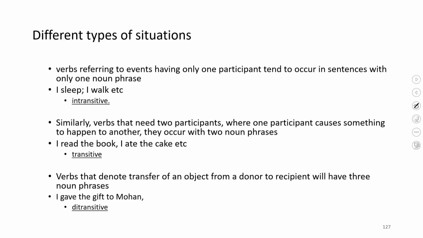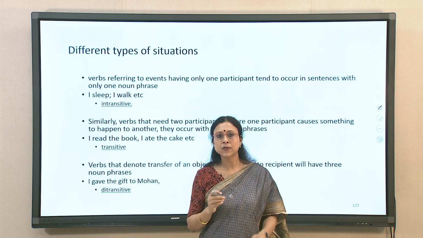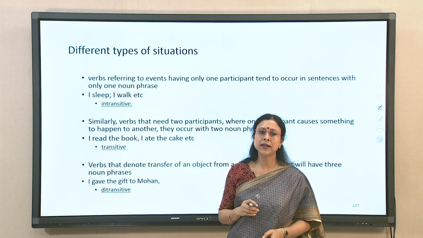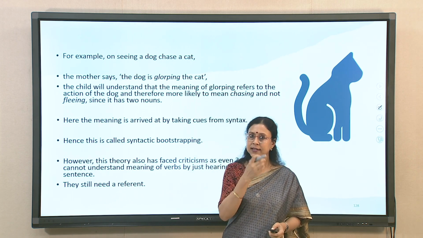Similarly, verbs that need 2 participants, where one participant causes something to happen to another participant, are transitive verbs. A sentence would be like I read the book. So, I am the subject, book is the object, and read is the transitive verb here. The third possibility is where the verb denotes a transfer of an object from a donor to a recipient. So, I gave the book to Mohan. There are two objects here, the book and the person I gave it to. This is called a ditransitive verb. Until and unless you have been cued into the sentence structure, you will not know the differences among these verbs.